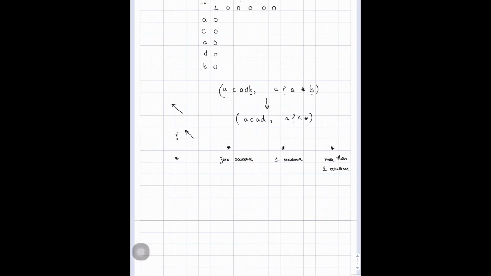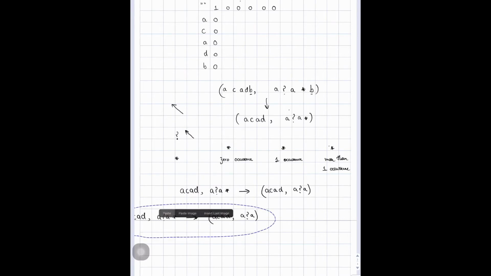So what it exactly means is that A, C, A, D, comma, A, question mark, A star could translate to A, C, A, D and A. If we look at this, it means that the star value had 0 occurrence. Now the second possibility could be that there was 1 occurrence. If there is 1 occurrence, we should make it same as the last character. So in that case, it easily translates to this thing, because we can directly match the last one.